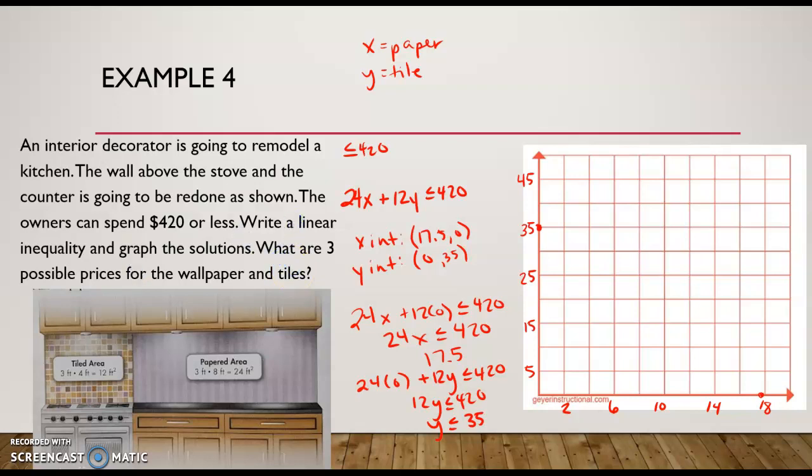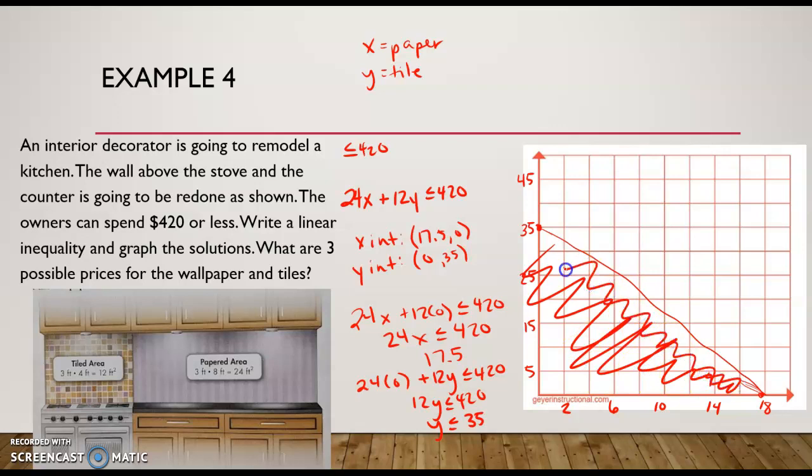And then, unfortunately, I don't have the ability to get a straight edge for this. We then draw a solid line, and it's solid because of the equal to. And then we know it's less than, right? So less than would have us shading this way. It wouldn't make sense to go above that line.